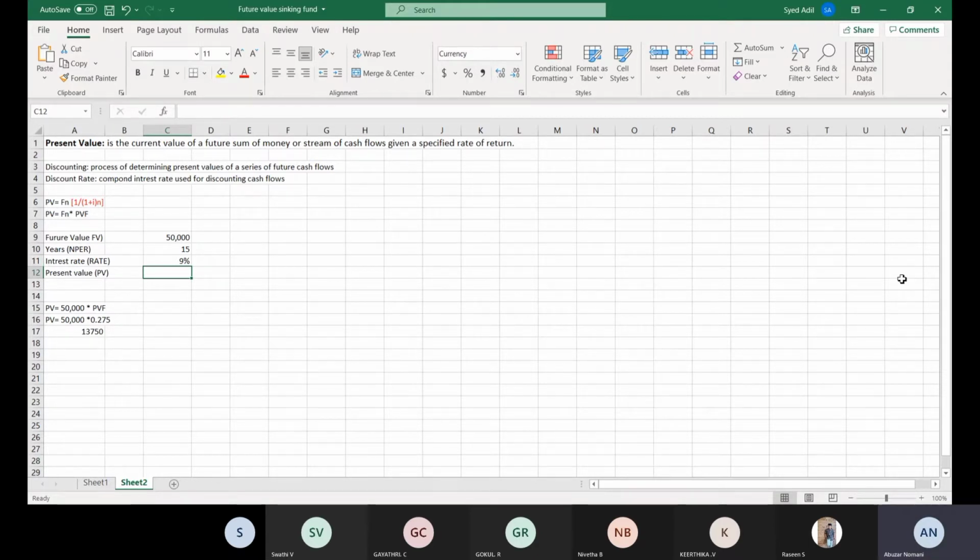So, starting with the present value definition, everyone knows what present value is. Present value is actually the current value of a future sum of money or a stream of cash flows given a specified period of time.